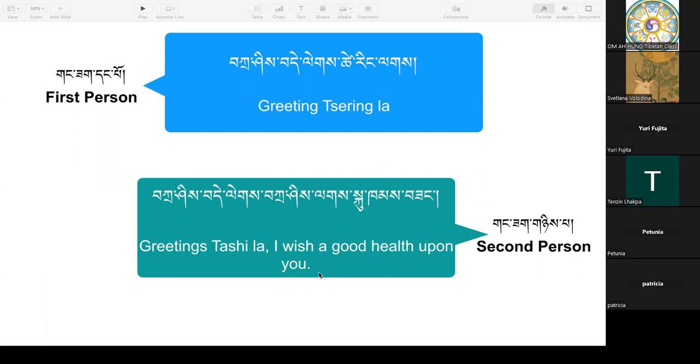I wish a good health upon you. So we have the addition of the greetings. With the greetings, we have "I wish you a good health upon you," which is Kukamsan. Tashidele, Tashila, Kukamsan. So the second person.